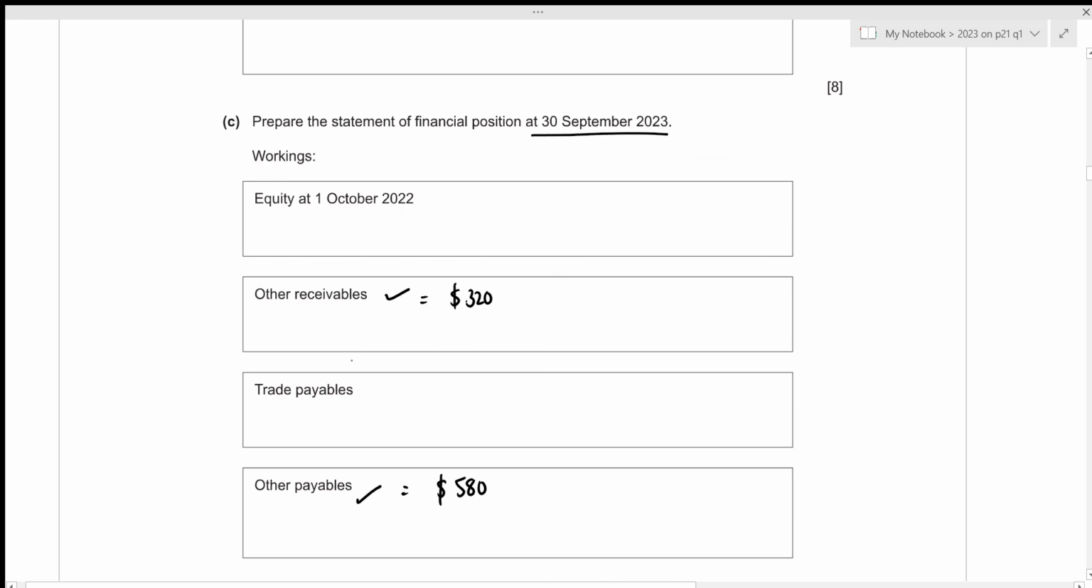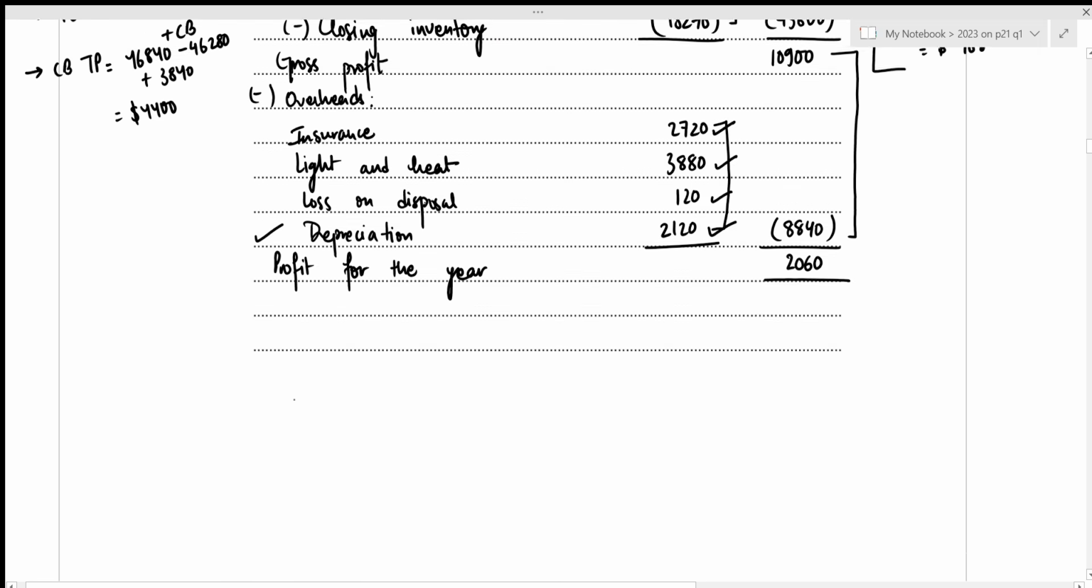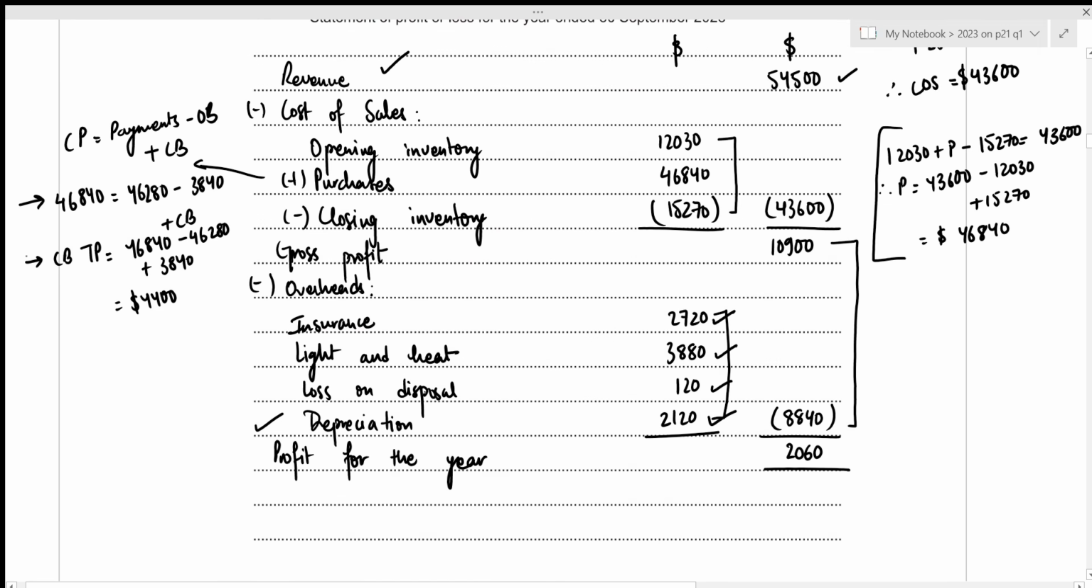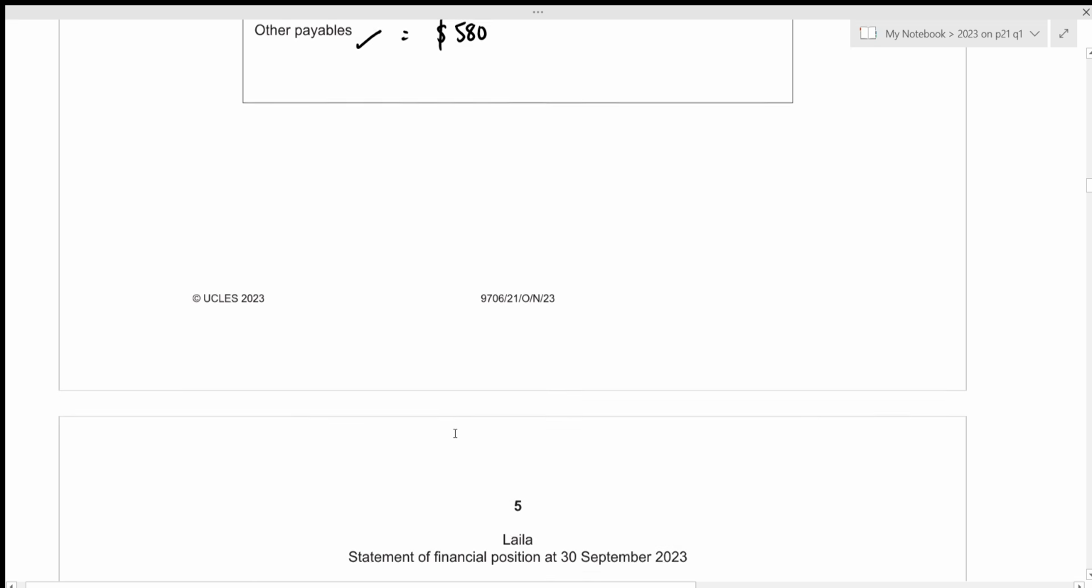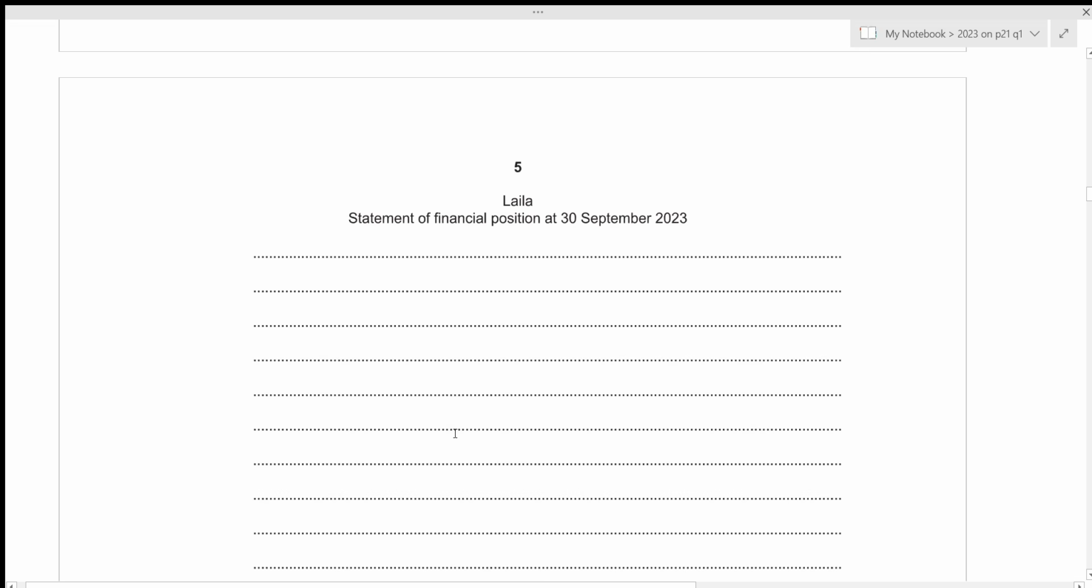Okay, and we also calculated the trade payables. So the closing balance of trade payables, we calculated it right here. That is just going to be 4,400. So that will be 4,400. Then we have our equity at 1st October 2022. Okay, we are yet to calculate it. Let's prepare the statement of financial position. We can just start with our non-current assets.